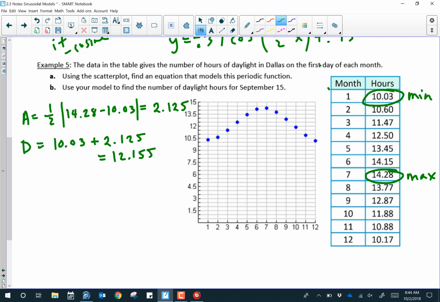Okay, so we've got our amplitude and midline. Everybody agree with those numbers? All right, so now let's do the period. So obviously we're looking at a year here. So what would be the period if we're talking about months? It would be 12. If you wanted to, you could change this to days, but they talk about it in months, so I'm going to go with that. All right, so that's my period.